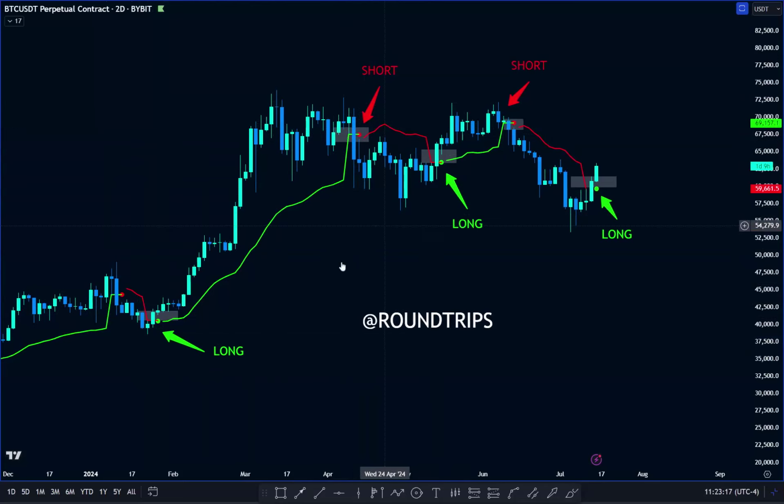So round trips don't have to be too big or too small. I mean, we never really know. The only thing we can do is interpret when they do occur. So we're looking for them, and they signify something to us.